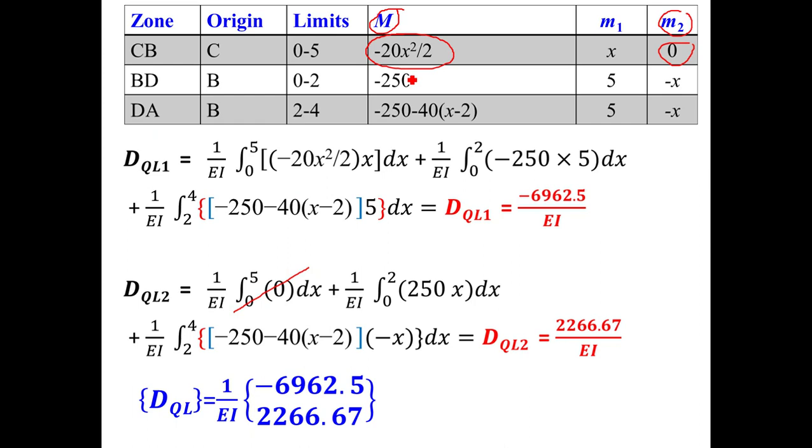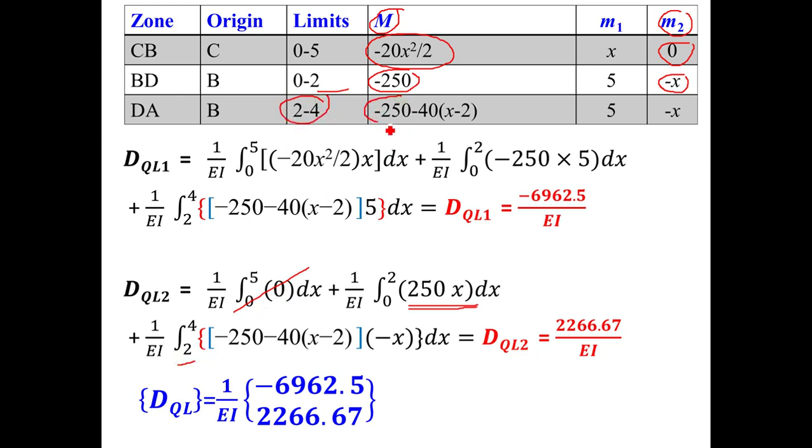Similarly, now second zone, capital M is equal to minus 250 and M2 is equal to minus x. Minus minus multiplication will be plus, so it is plus 250x over the limits 0 to 2. Plus, now third zone, D to A. Limits are 2 to 4.